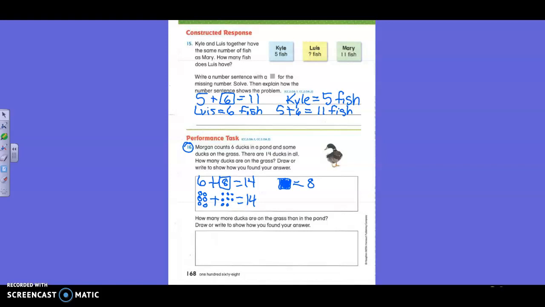Why did you write 6 plus 7 equals 14? Because that is not correct, my friend.